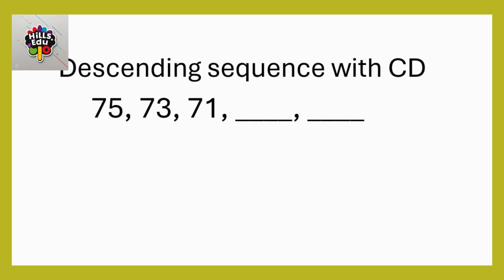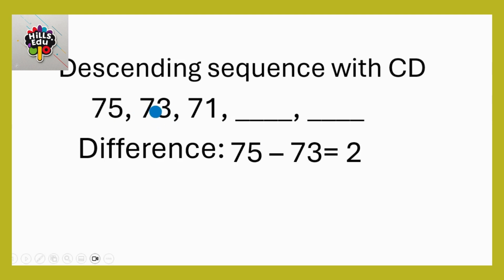Look at this sequence: 75, 73, 71. You can see the number keeps reducing. So this means that this sequence is actually reducing because the numbers in this sequence are decreasing. They are descending. So we find the difference. Remember, you use the two consecutive numbers to find the difference. 75 minus 73, that gives 2. 73 minus 71, that also gives 2. So your difference is common.